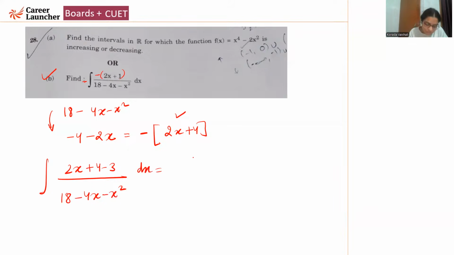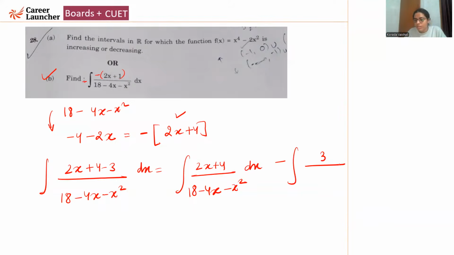Now I'm going to split the two of them. So एक integral में मुझे मिल गया है 2x plus 4, and this is 18 minus 4x minus x square dx, right? And the other one is going to be minus of 3 and the same expression in the denominator, right? Now ये first integral तो आप substitution method से solve कर लोगे, but what about the other one, right? In the other case, you will have to apply completing the square method. उसके हिसाब से आप कर सकते हो.